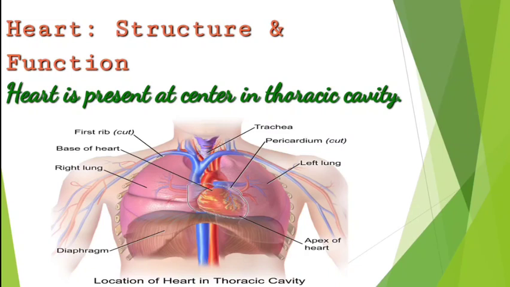From the front, what is there? Rib cage. Ribs are there, and the heart is at the center, that is between the two parts of the lung. And you can observe in the picture, the heart is slightly towards the left lung, right? Yes.